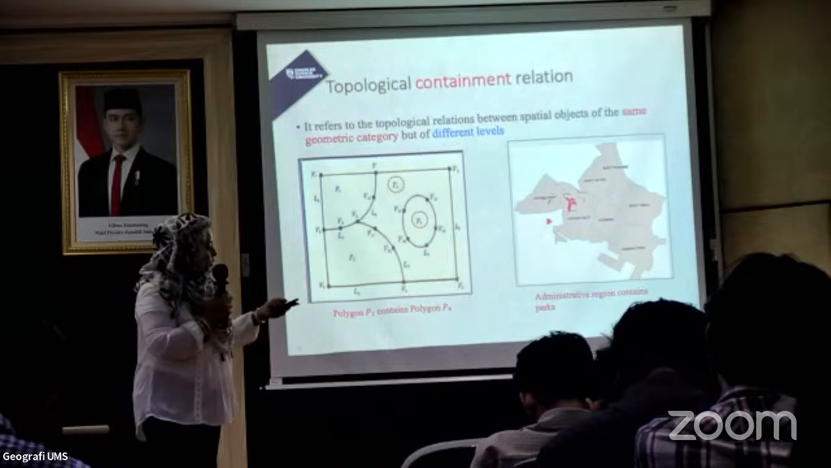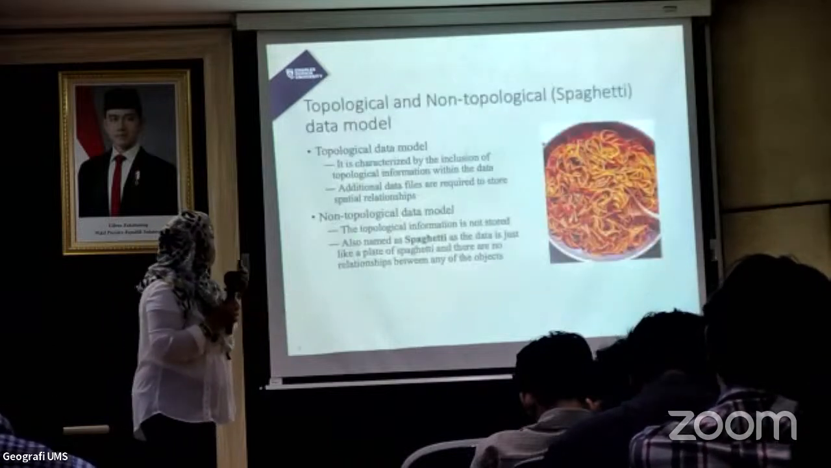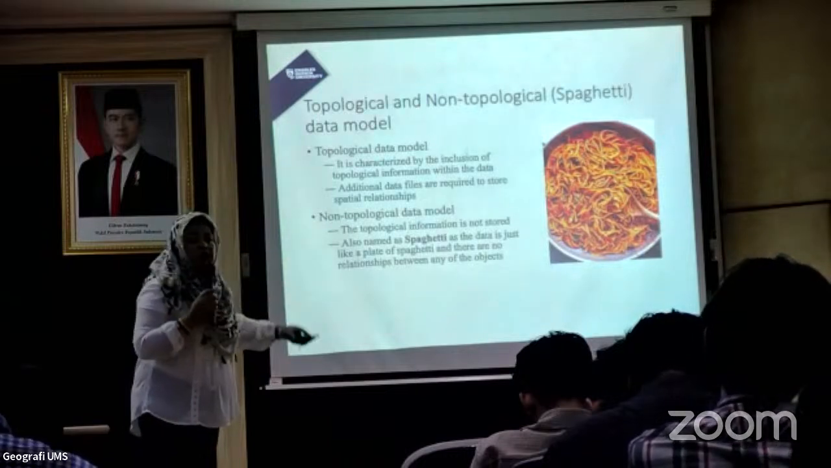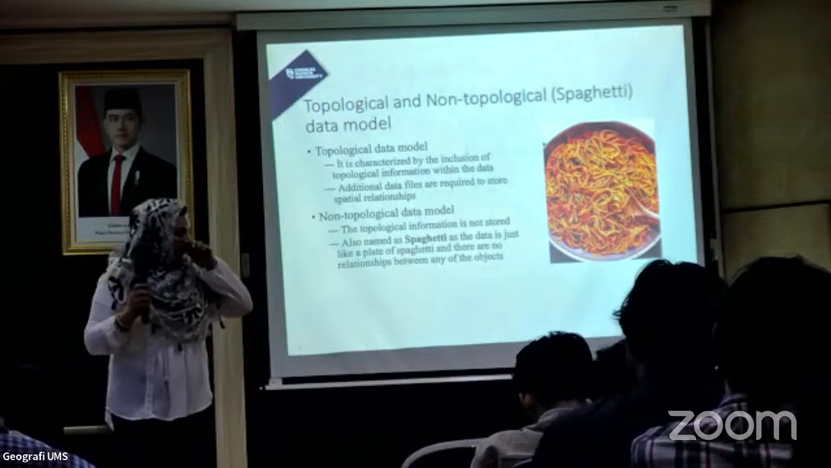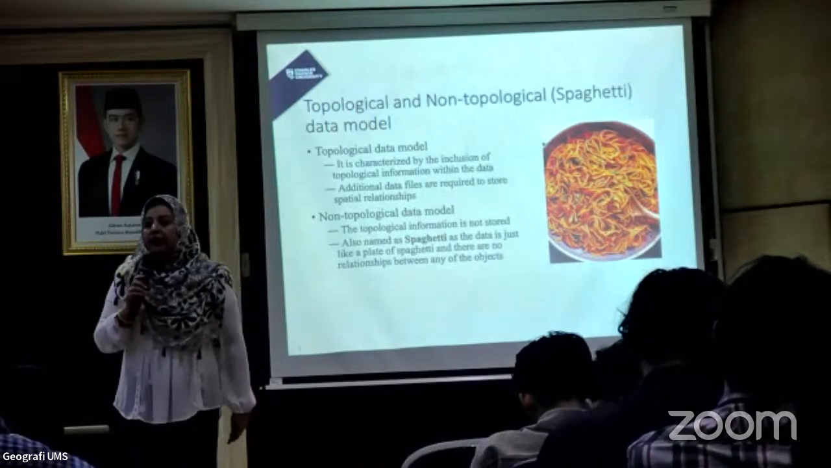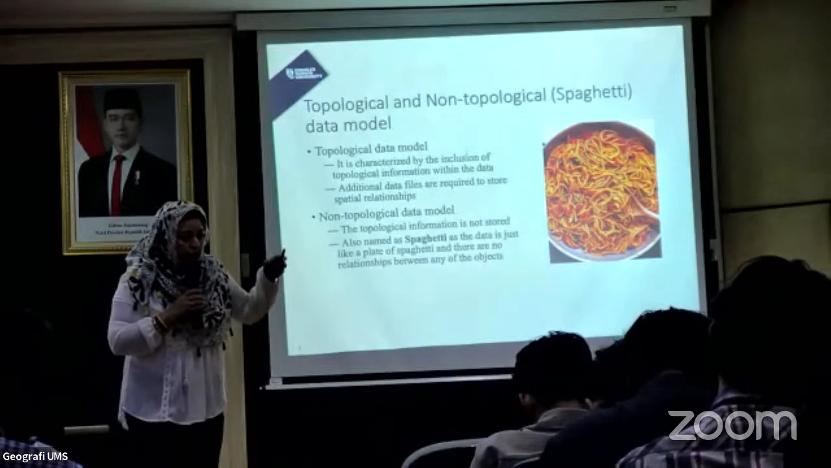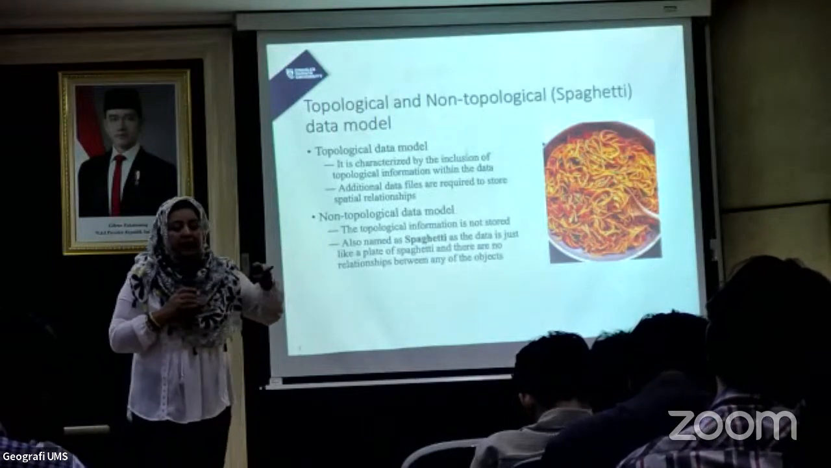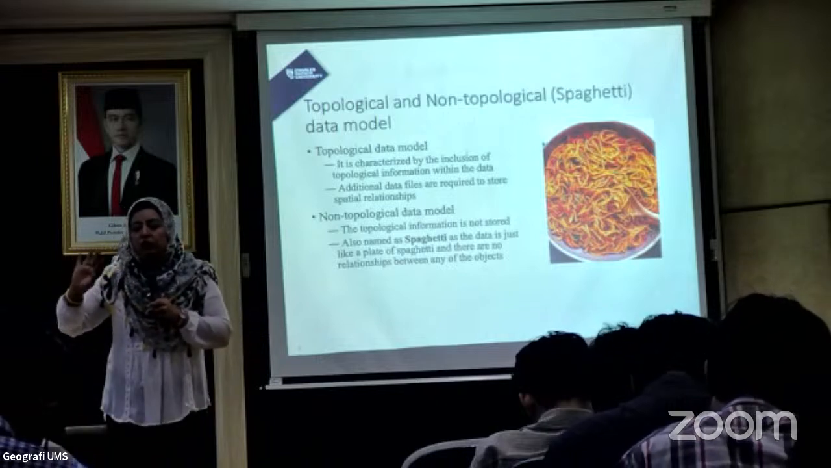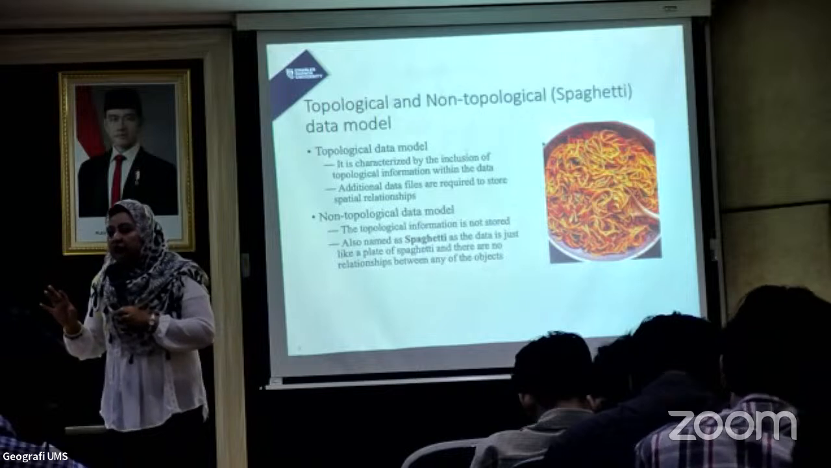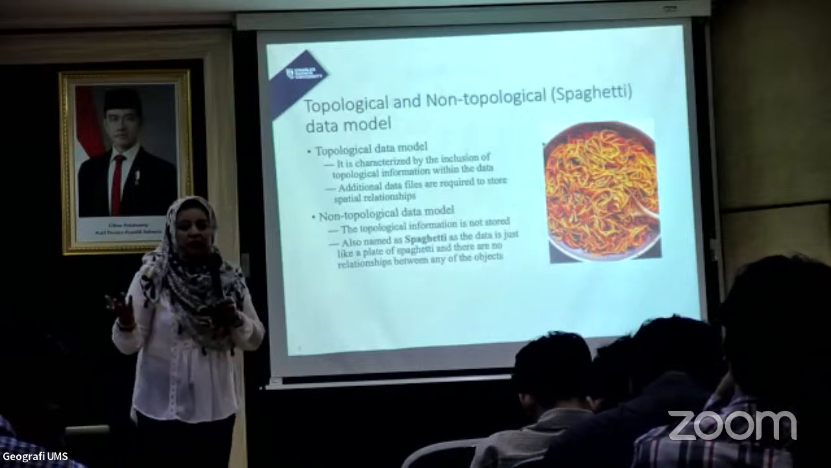So this is how you have to develop the data model for Indonesia. You also have to store the special property of containment as well. We also use another data model in GIS that is called the spaghetti data model. In the spaghetti data model, we just store points, lines, and polygons, but we don't store the topological information. It is just like spaghetti or noodles.